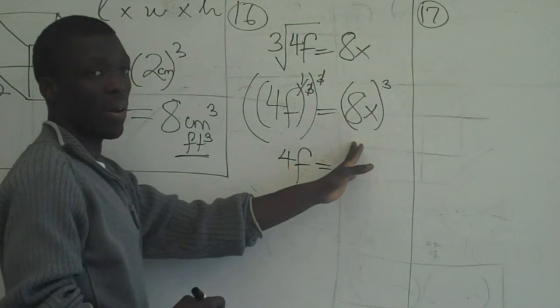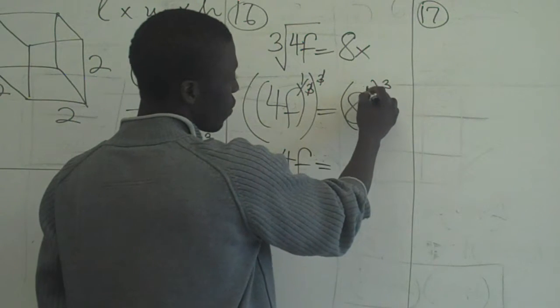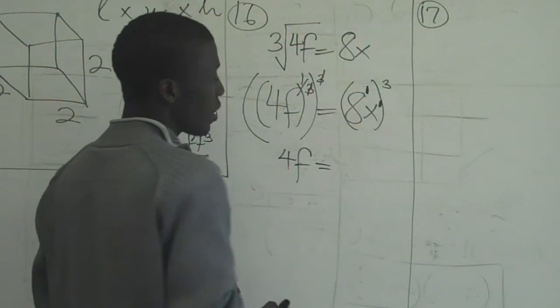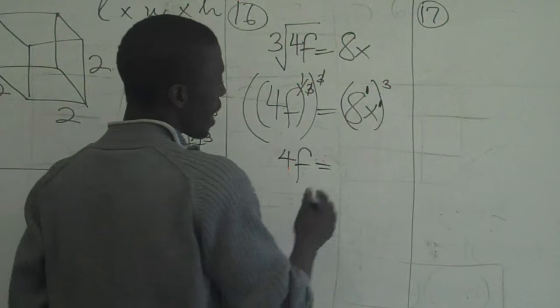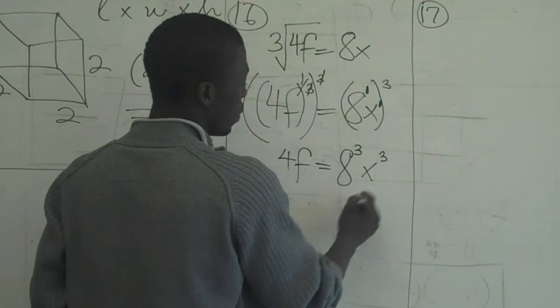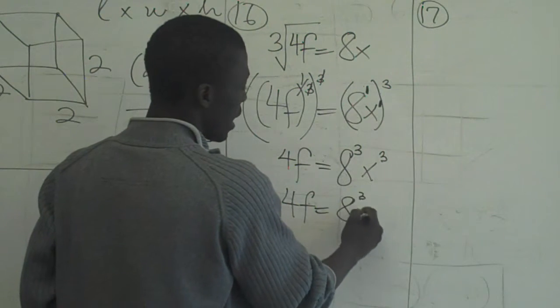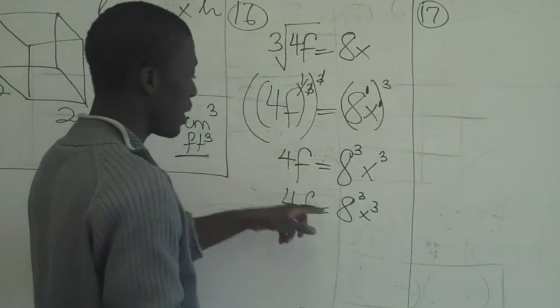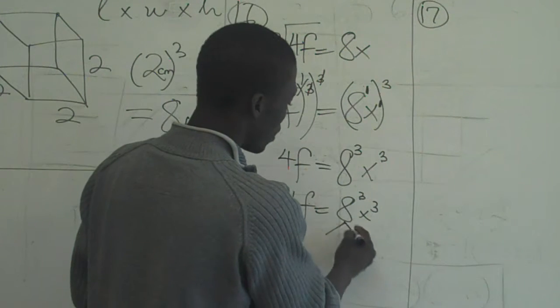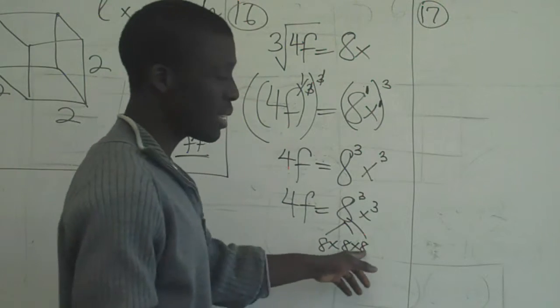On the right side, however, now we know that 8 was just by itself to the first power, and x was by itself to the first power. Now all we have left, we'll see, is 8 cubed x cubed. And so 4f is equal to 8 cubed x cubed, which I've written, but I'm going to take this now and break it into 3 parts. So 8 times 8 times 8. 8 times 8 is 64.